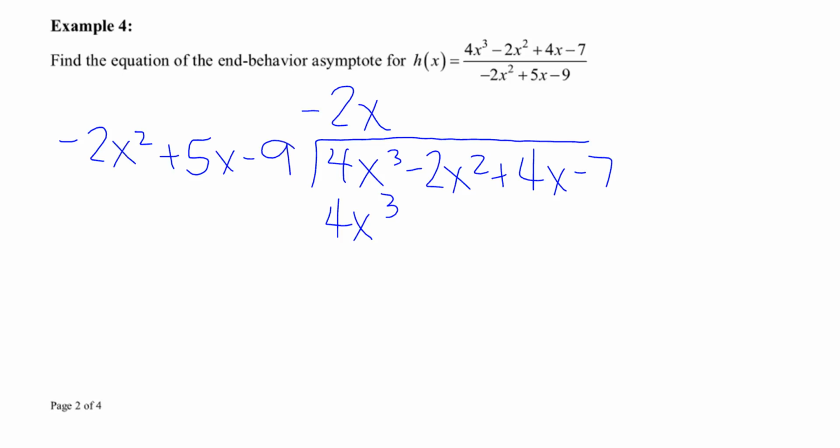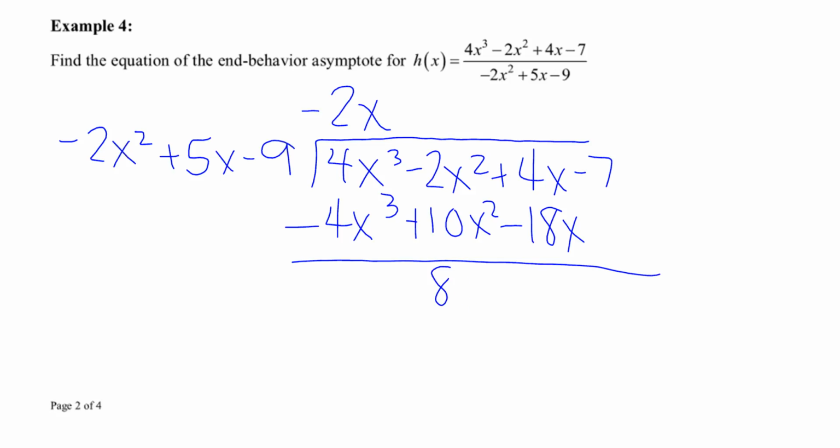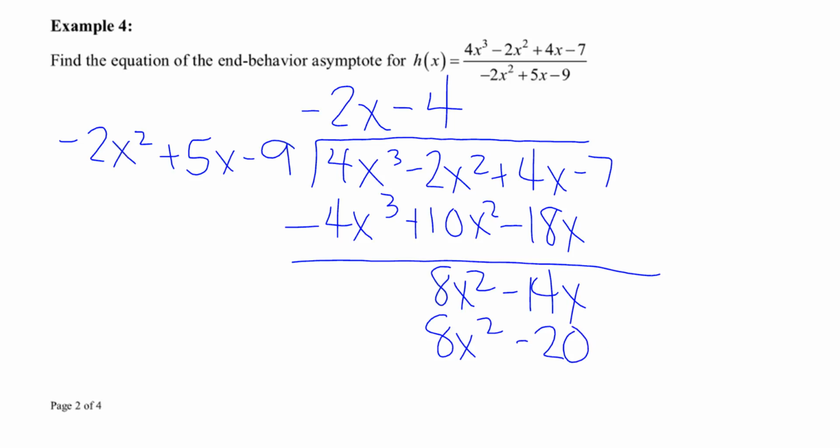Okay, and then negative 10x squared, and then positive 18x. Okay, go ahead and subtract. We get 8x squared minus 14x. Okay, so negative 2 times negative 4 will give us positive 8, and then we have the x squared already. We multiply that out, we get positive 8x squared, and looks like minus 20x.